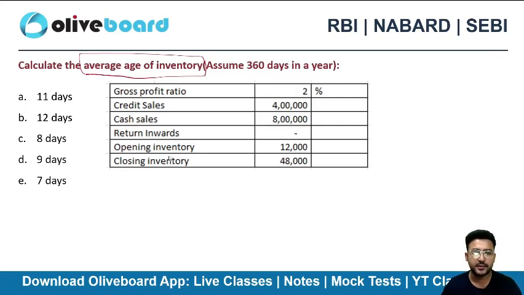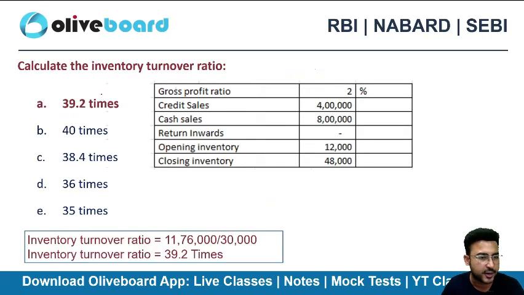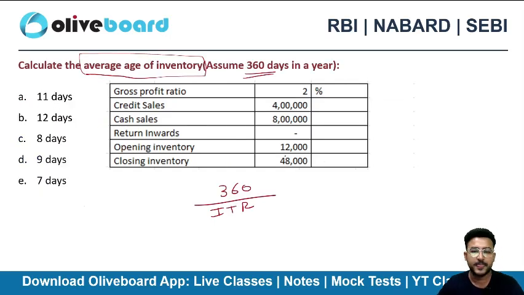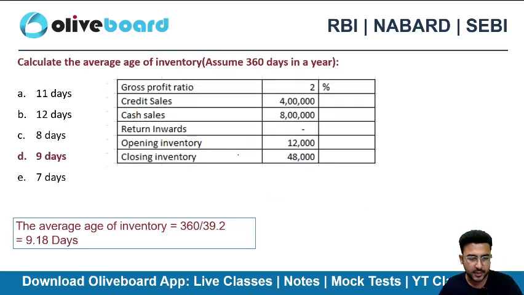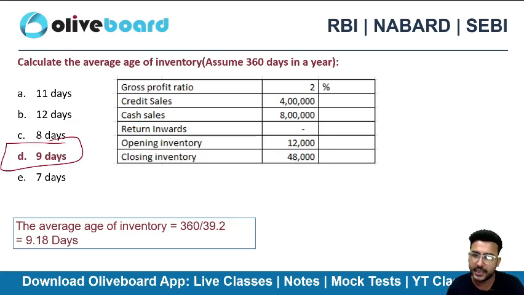So how to calculate it? They have given us that we need to take 360 days only in a year. So we need to specifically take 360 days. Otherwise, we always take 365 days, right? Divided by my inventory turnover ratio. Now, inventory turnover ratio I have already computed, 39.2 times. So 360 divided by 39.2 times. It will be 9.18 days. So here the correct choice will be option D. Option D here will be the correct choice, right?